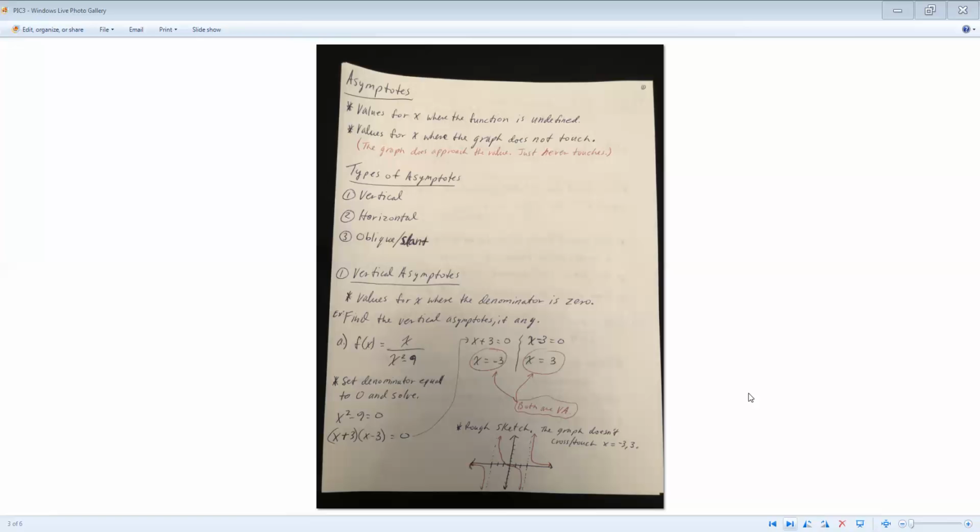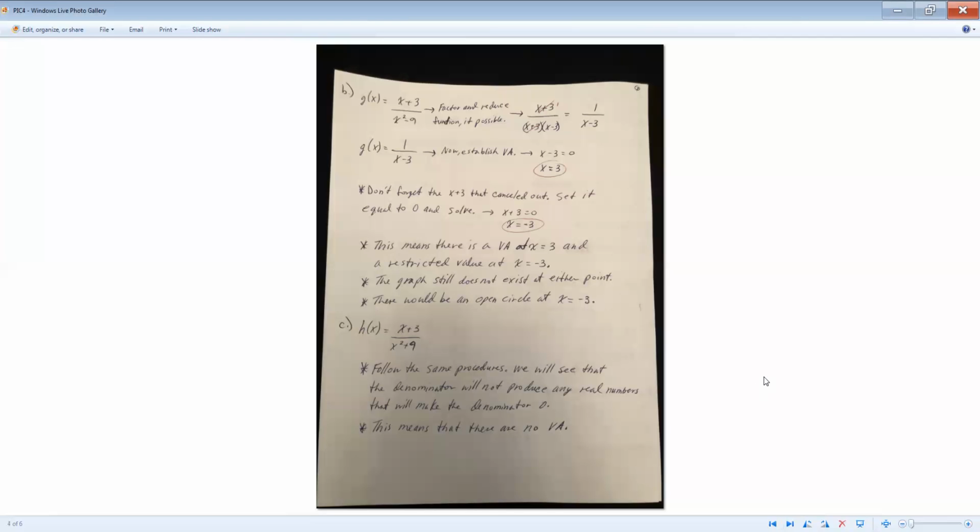Look at another one. If I had g of x equal to x plus 3 over x squared minus 9. If you can factor and reduce your function, you are expected to do so. So the bottom I factored into x plus 3 times x minus 3. Notice the x plus 3 cancels in the top and bottom, leaving me 1 over x minus 3. So from there, I can establish my vertical asymptote by setting my denominator equal to 0. X minus 3 equal to 0 would leave me with just x equal to 3.